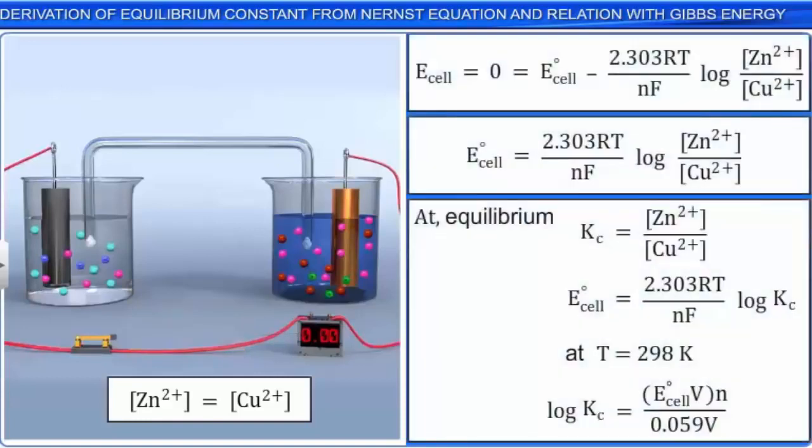For this situation, the Nernst equation can be written as shown here. However, at equilibrium, constant Kc is equal to the concentration of zinc 2 ions over the concentration of copper 2 ions. Substituting the values of R and F and of T as 298 Kelvin, we get the equation for equilibrium constant Kc as shown here.